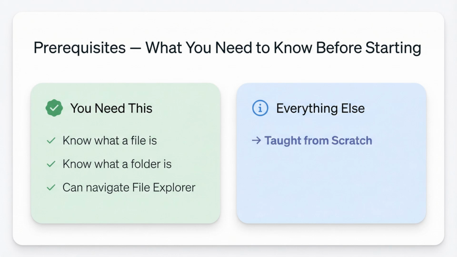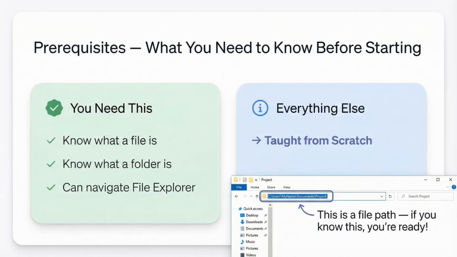The instructor is explicit about this. If you can open File Explorer, find a file or folder, and understand what a file path looks like, that's enough. Everything else, from installation to writing your first line of code, will be taught from the ground up. Specifically, understanding file paths is the one practical skill that helps from day one. When you're working with code, you'll constantly be referencing where files live on your computer. If you can look at a path like C:\users\projects and understand what it means, you have all the prerequisite knowledge you need.